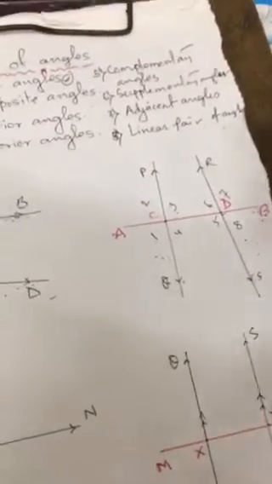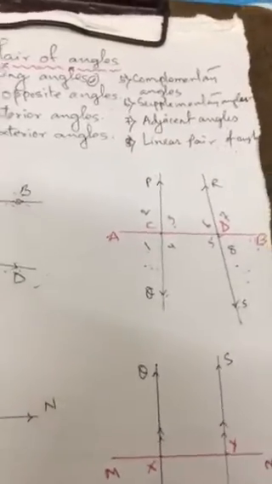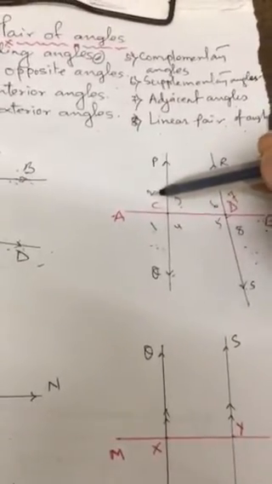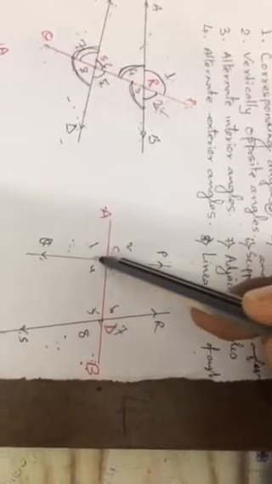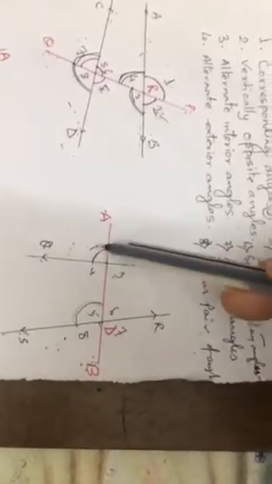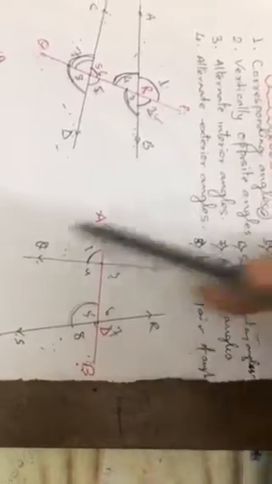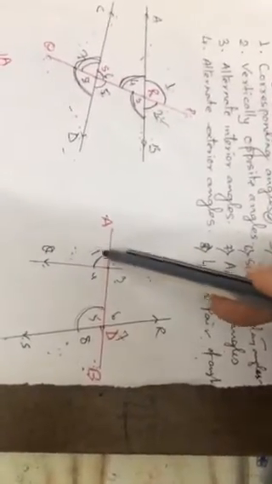You try to understand here. If I see the figure, you have to keep the figure in this way so that you will easily understand. Now you see angle 1 and angle 5. Angle 1 and angle 5 are both at the left side of the transversal AB, and both are above the line. 1 is above the line PQ, 5 is above the line RS. Both are above and both are at the left side. So angle 1 and angle 5 are corresponding.